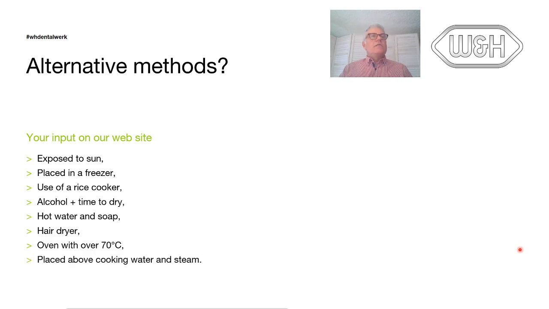Now, these are the questions we received on the internet. Can I expose my mask to the sun? Can I put it in a freezer, in a rice cooker? Soak it in alcohol and let it dry? Water and soap, hair dryer, an oven over 70 degrees? Place it over basically boiling water while cooking? And this is my feedback, okay? Forget about all these things.